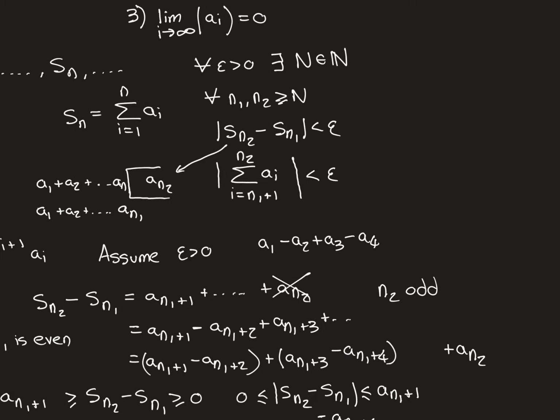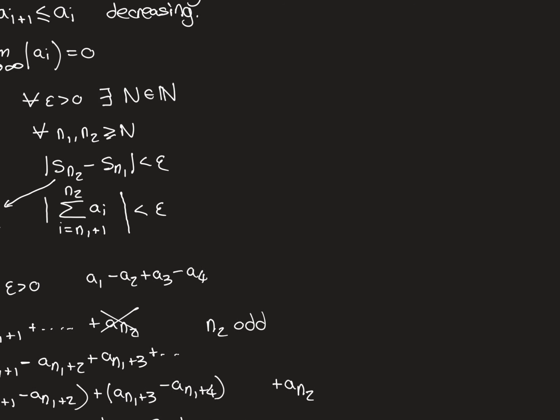So I'm just trying to decide where to go. I think this is going to be the greatest place. So let's write down what we've discovered now. So we have shown that for n2 greater than n1, the difference between the partial sums, Sn2 minus Sn1, is less than or equal to that first term, so that a_{n1+1}.